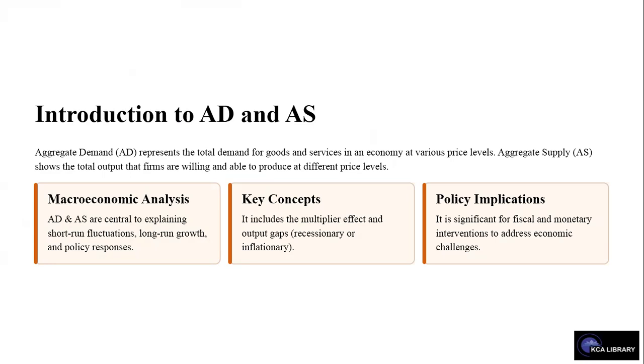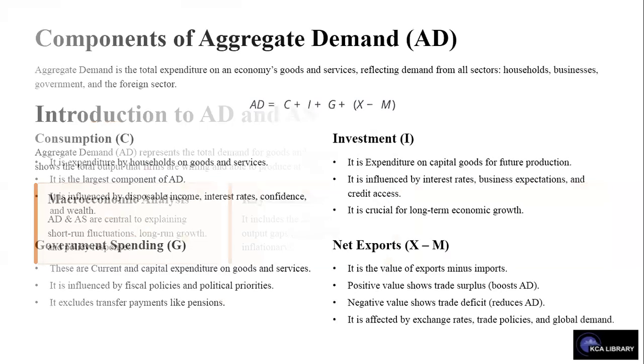As per macroeconomic analysis, aggregate demand and supply are central to explaining short-run fluctuations, long-run growth, and also policy responses. Key concepts include the multiplier effects and the output gap, which is the recessionary or inflationary aspect of it. As for policy implications, these two concepts are very important for fiscal and monetary intervention to address economic challenges.